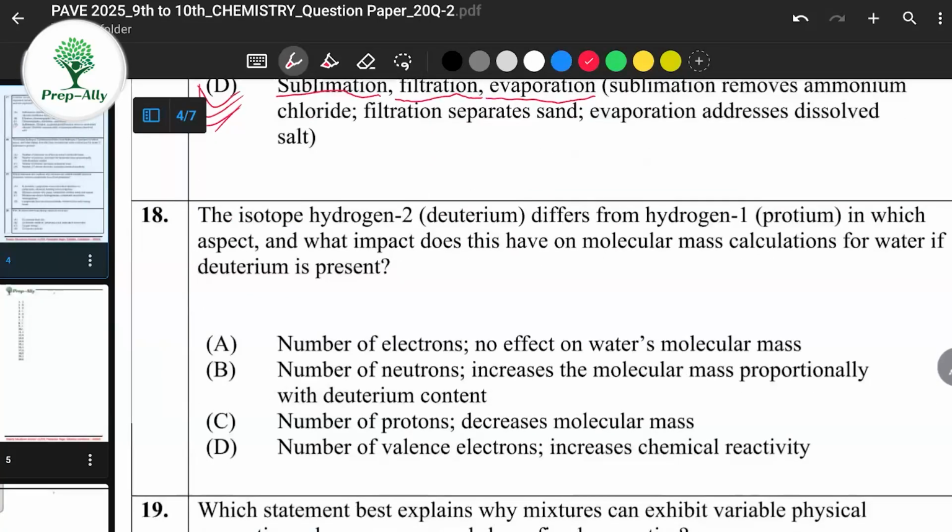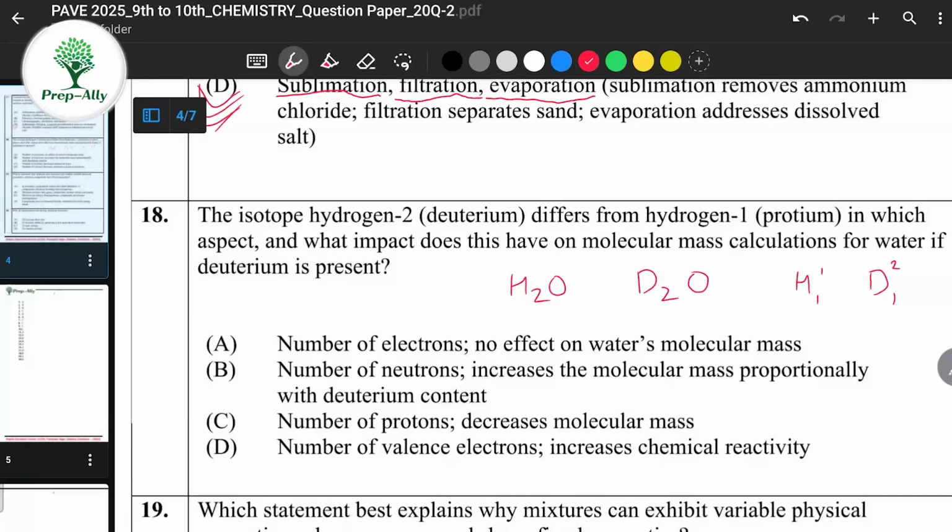Question number 18. The isotope hydrogen-2, deuterium, differs from the hydrogen-1 in which aspect, and what impact does this have on the molecular mass calculation for water if deuterium is present? Usually we write H2O, but let's suppose if instead of hydrogen there is deuterium, we will write D2O. D is the symbol for deuterium. Hydrogen has atomic number 1 and mass 1, but deuterium has atomic number 1 and mass 2. So water will become heavy, so we will get more molar mass.